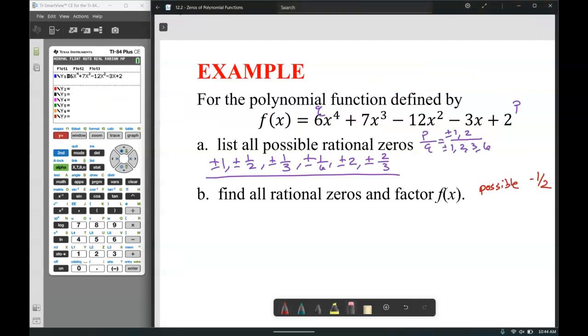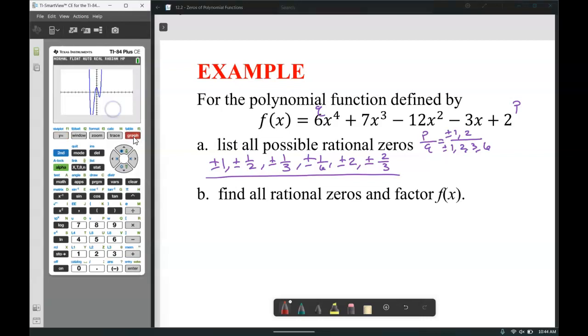I apologize. I just realized that I put a negative in there for some unknown reason. So I went ahead and fixed the polynomial. It's positive 6x to the 4th plus 7x to the 3rd minus 12x squared minus 3x plus 2. And then when we graph it, we get something way better to look at. So let's zoom in a little bit so it's a little bit easier to read.